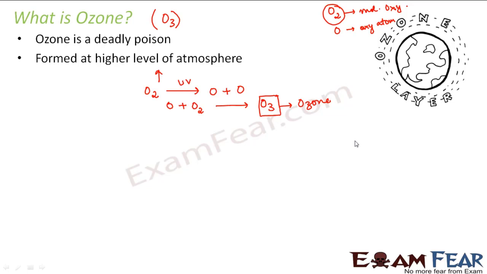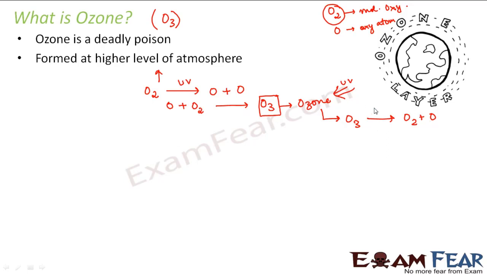Now what will this ozone do? This ozone will then absorb the ultraviolet radiation. Now after absorbing ultraviolet radiation, what will happen? The ozone will break down to form molecular oxygen plus atomic oxygen. That means the reverse process is happening, right?